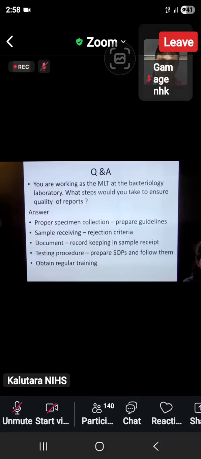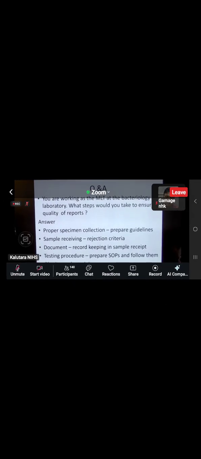First, we will go to the first question. You are working as an MLT at the bacteriology laboratory. What steps would you take to ensure quality of your report? What action would you take?